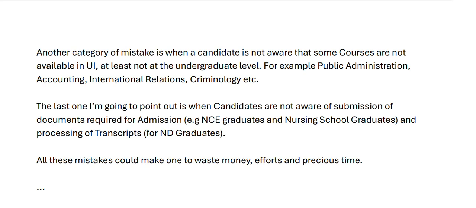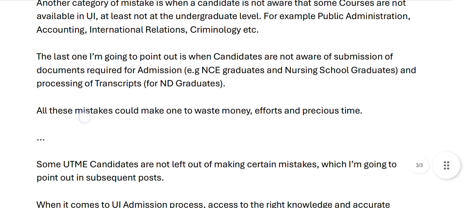And that's for accounting and some other newly introduced courses. International relations is not available in UI. Criminology is not available in UI, and some other courses like that.